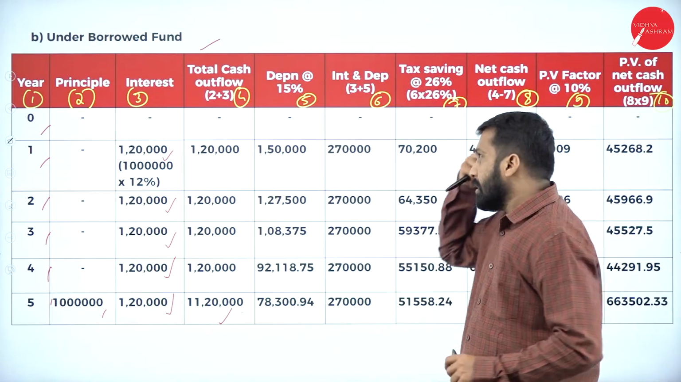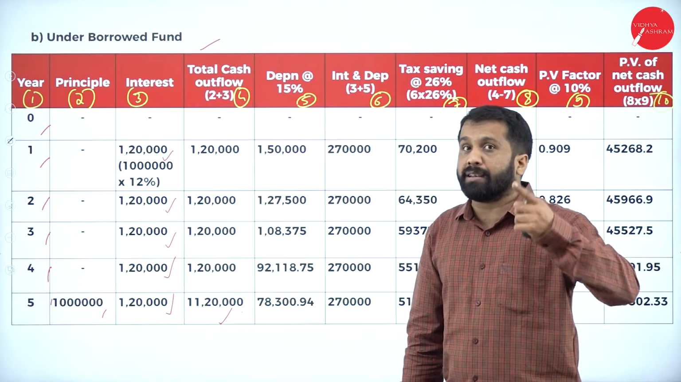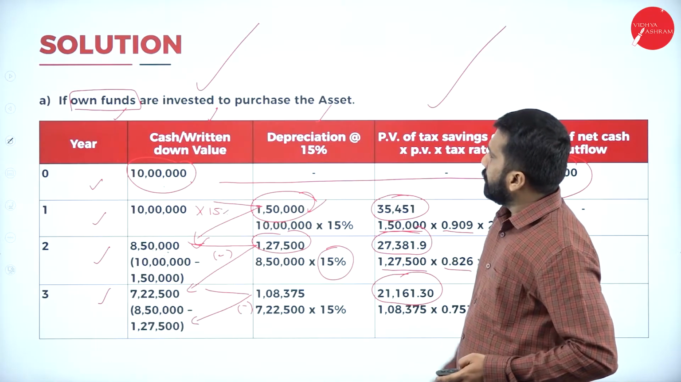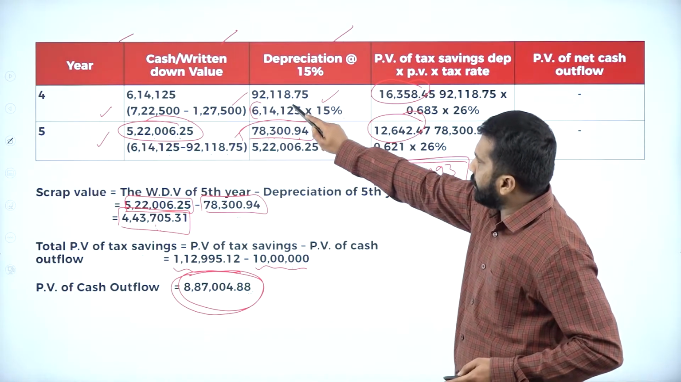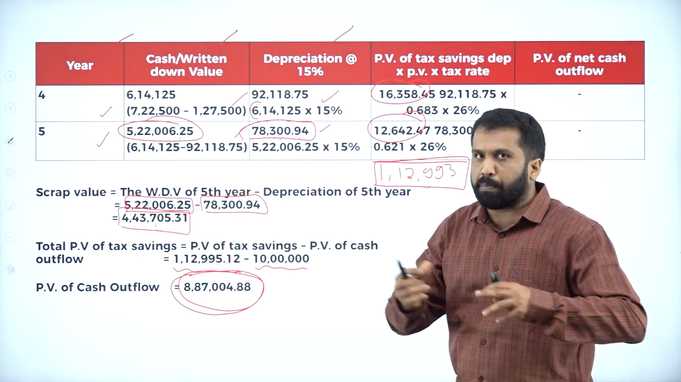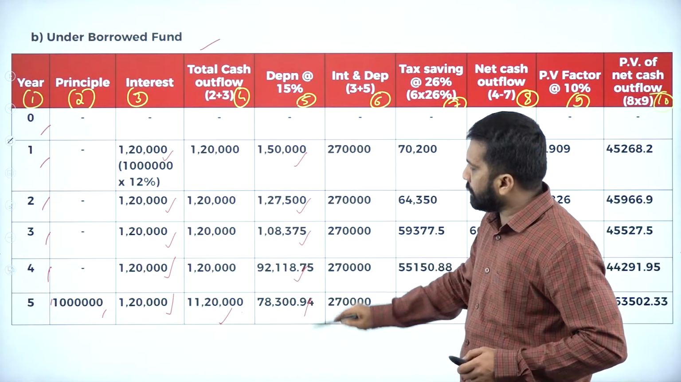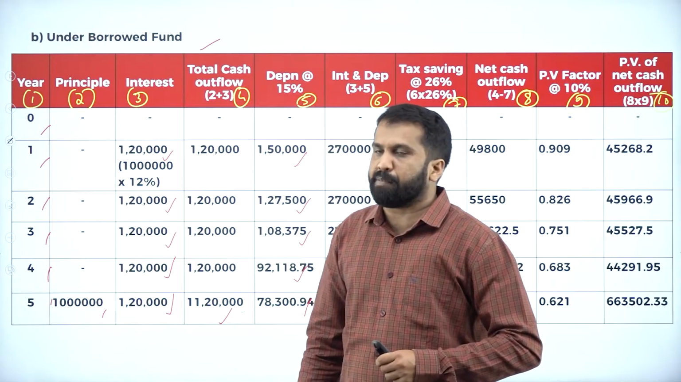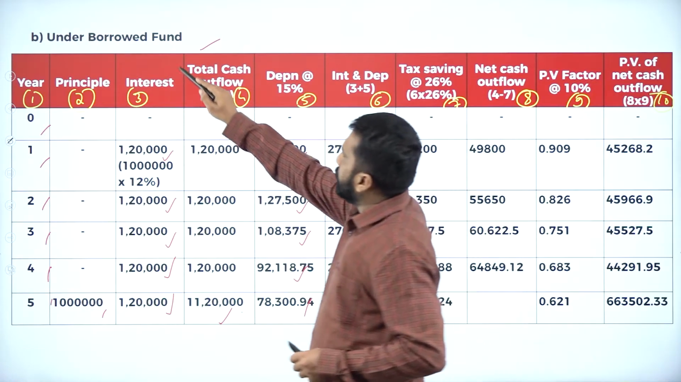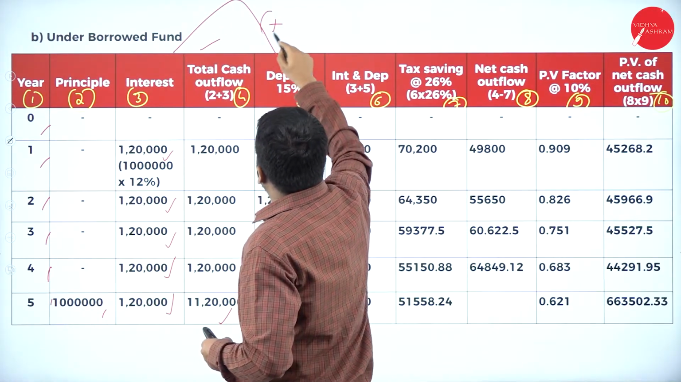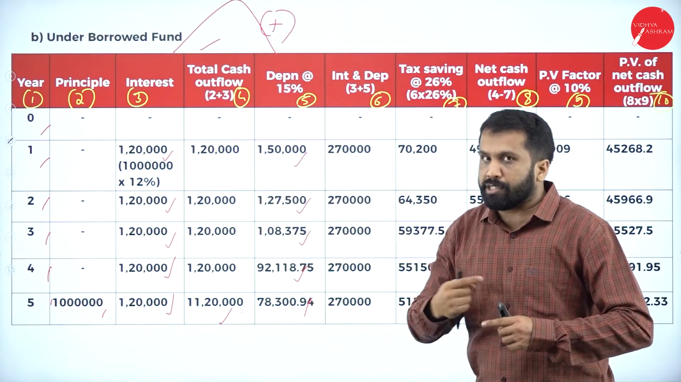Now see, 11,20,000 you are paying. You are clear? Yes. Now you are supposed to calculate depreciation. Don't calculate again. Already you calculated. Go back to your answer. Your own fund: 1,50,000, 1,27,000, 1,08,000, 92,000, 78,000. Already you calculated. Copy paste the same thing. Now, next, interest plus depreciation, column 3 plus 5. Interest is your outflow, depreciation is your outflow.